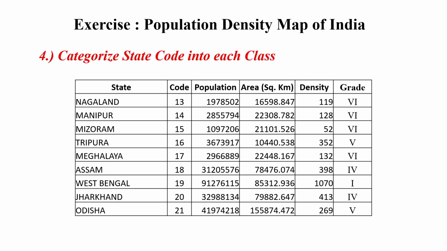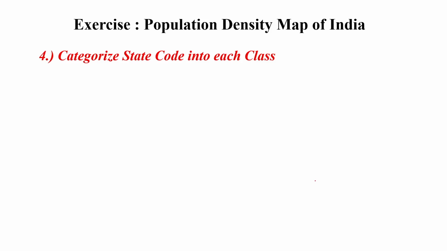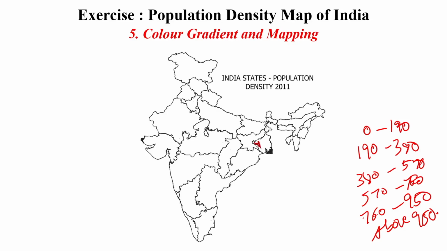So, quickly you see here what all is having a value that is above 950. So, let us take this example of West Bengal. You take the example of West Bengal, you have a value of 1070, right. So, what you do is you go to your map and then you shade it with the darkest color that you have. You have to shade your West Bengal.